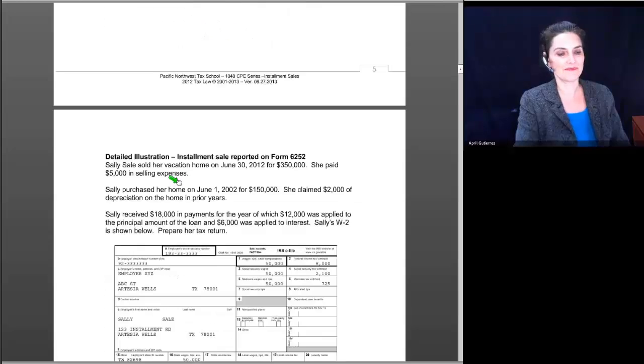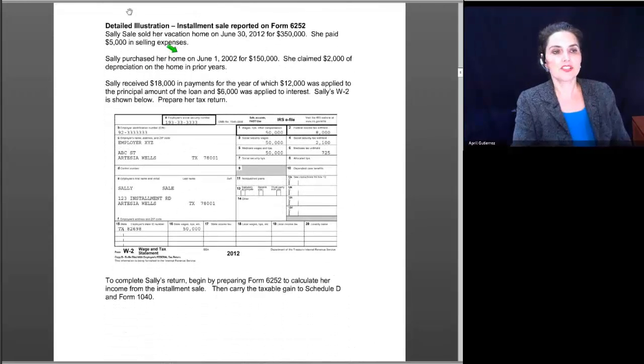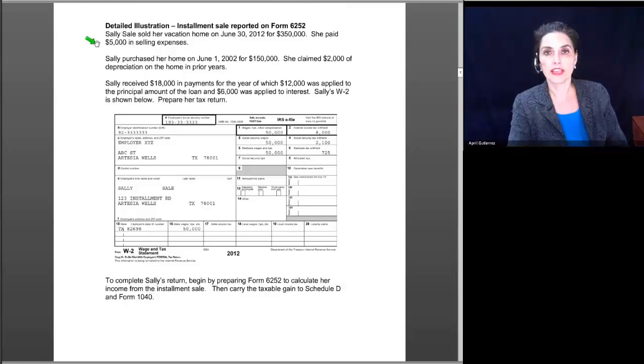Now a detailed illustration of how all of this comes together, because that's always the best way to learn. We have a character in our story named Sally Sale, and she has sold her vacation home on June 30, 2012 for $350,000. She paid $5,000 in selling expenses. And because this is a sale of a home that is not her main home, she's not going to be entitled to exclude any of the gain. She's got a taxable gain, and she wants to use the installment method on it.